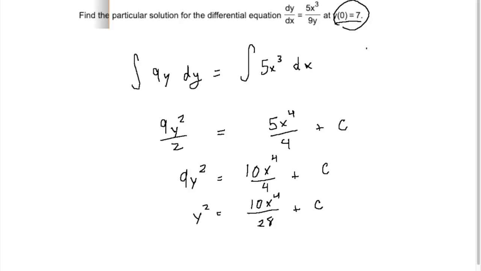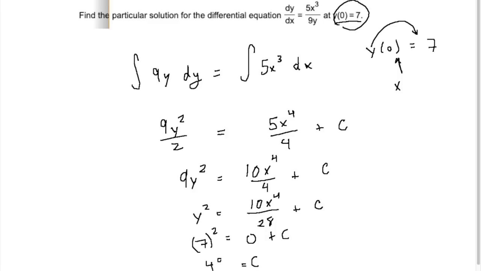It says y of 0 is equal to 7. Like, how can we interpret that? What does this actually mean? It means if you plug in 0 for x, y is equal to 7. So let's do that here. Let's plug in 7 for y and plug in 0 for x. This whole thing will be 0 plus c, and c will be equal to 49.